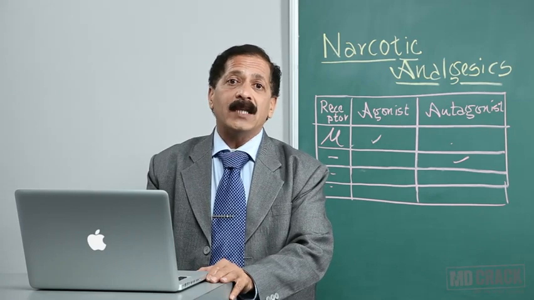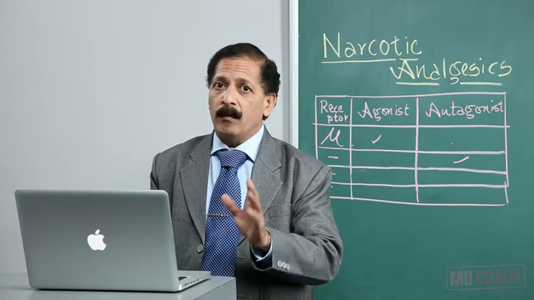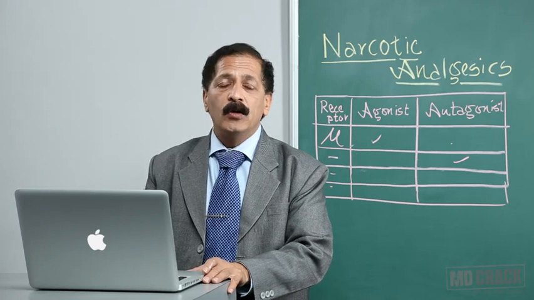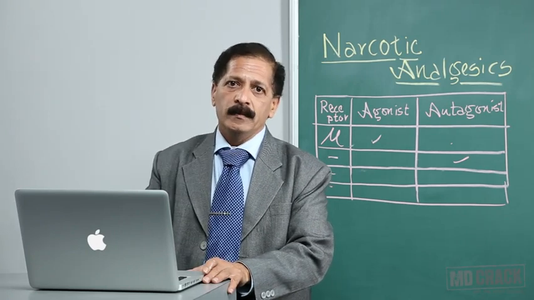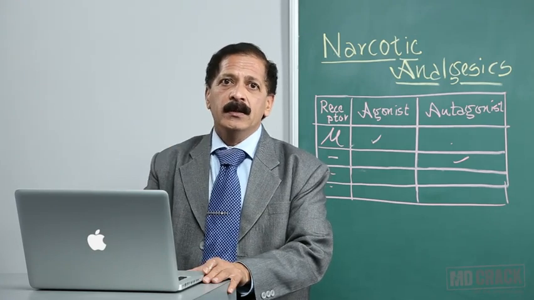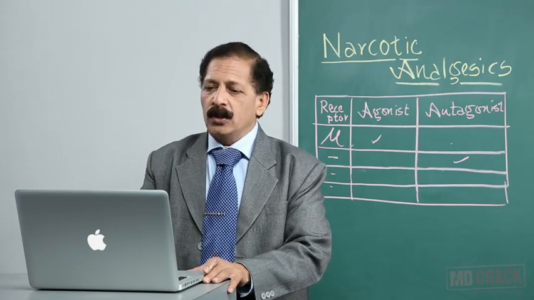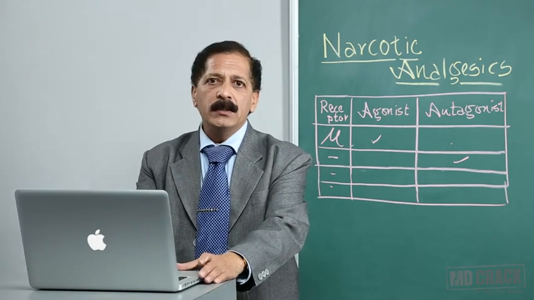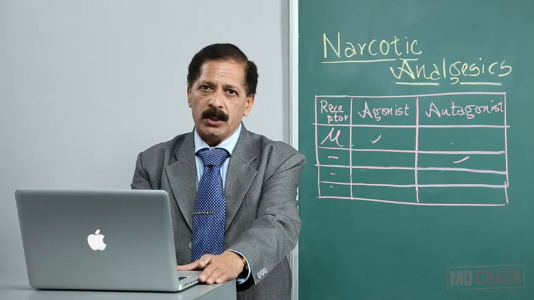The center for the pain is the thalamus, and every thalamus has a decided pain threshold. Morphine is going to raise the pain threshold. So you're not going to feel any pain which is below this level of the pain threshold. So that's analgesia. Next, dose-dependent central nervous system depression.